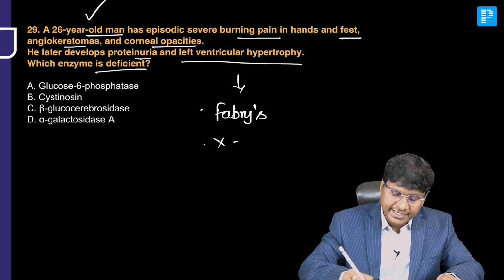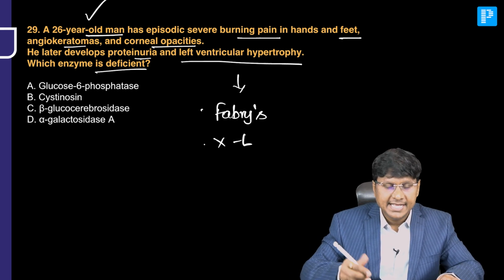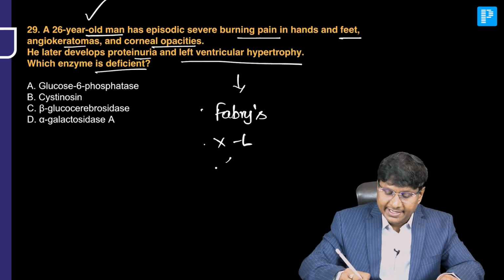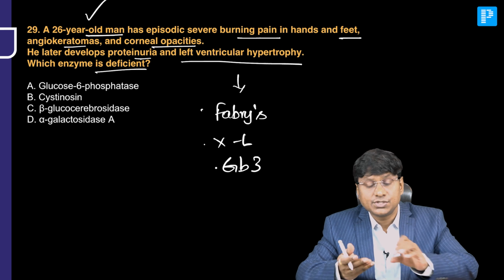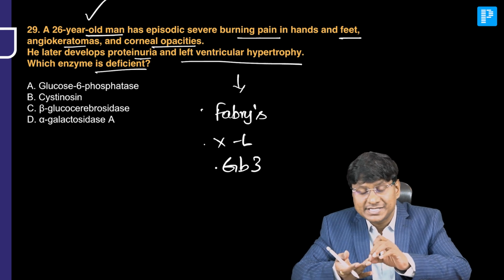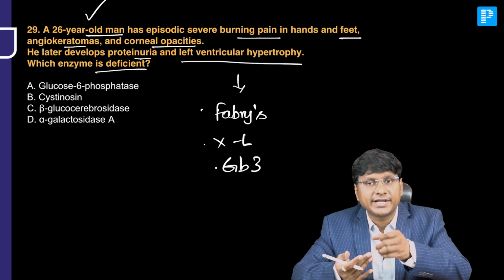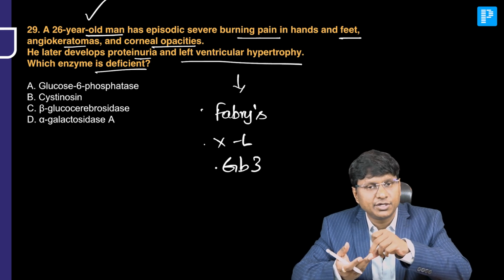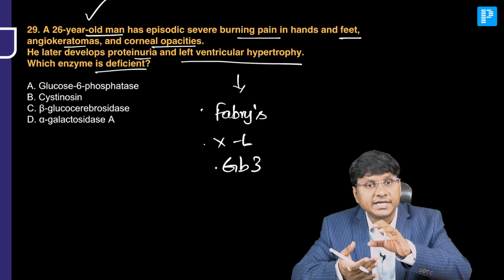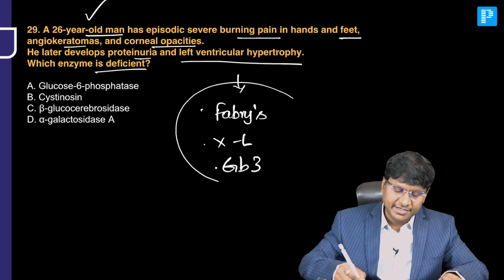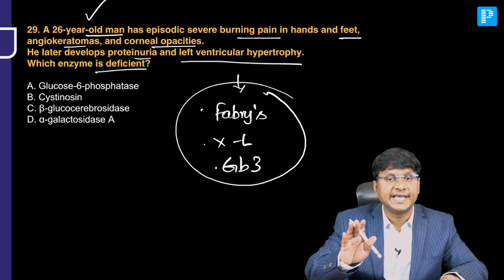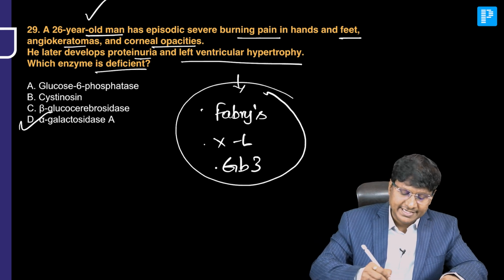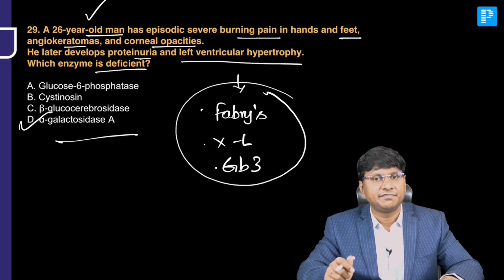And this Fabry's is an X-linked disease. And in these patients with Fabry's, what is being built up? It is Gb3, that is globotriosylceramide. Globotriosylceramide is being built up. And what are the organs affected here? You have the involvement of the kidney, heart, nerves and skin. And what is the treatment that you need to give? You need to give enzyme replacement therapy. And what is the enzyme that is defective in these individuals? That is alpha-galactosidase A being deficient.